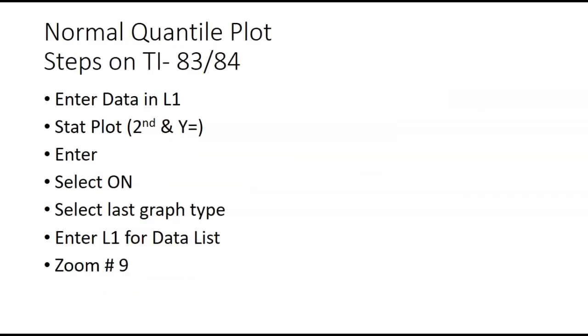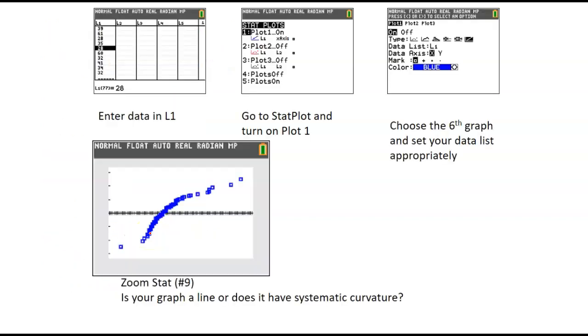Okay, if you're going to do this on your calculator, I have a list here of steps. First of all, you want to make sure you've entered your data in L1. You'll go to the stat plot, which is the second and Y= key. Make sure your graph is on, and you're going to select the last graph. Make sure you've entered wherever your data set is, whether it's L1 or L2. And don't forget to finish by doing Zoom 9, and that's going to bring up your graph.